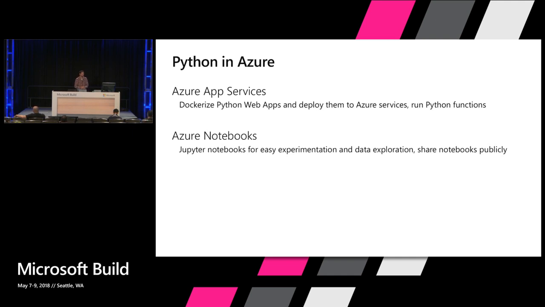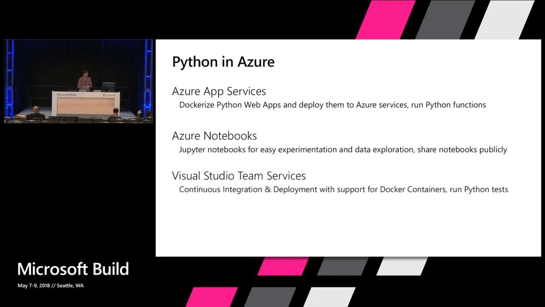We've got our Azure Notebook service, which allows you to create Jupyter notebooks. This is on notebooks.azure.com for easy experimentation and data exploration without having to install Jupyter locally. And then you can share those experiments publicly with other people just by giving them a link. And then we've got Visual Studio Team Services, which allows you to do continuous integration and deployment with support for Docker containers and running Python tests.